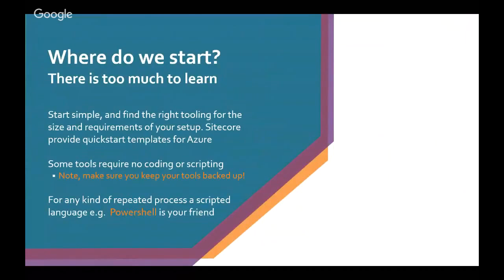Start simple. Find the tools, try the tools. Some of them you don't even need to do any coding for. So if you go down things like the Octopus route and things like TeamCity, it's more a configuration exercise. You're not writing C#, you're not writing PowerShell, you're not doing anything like that.